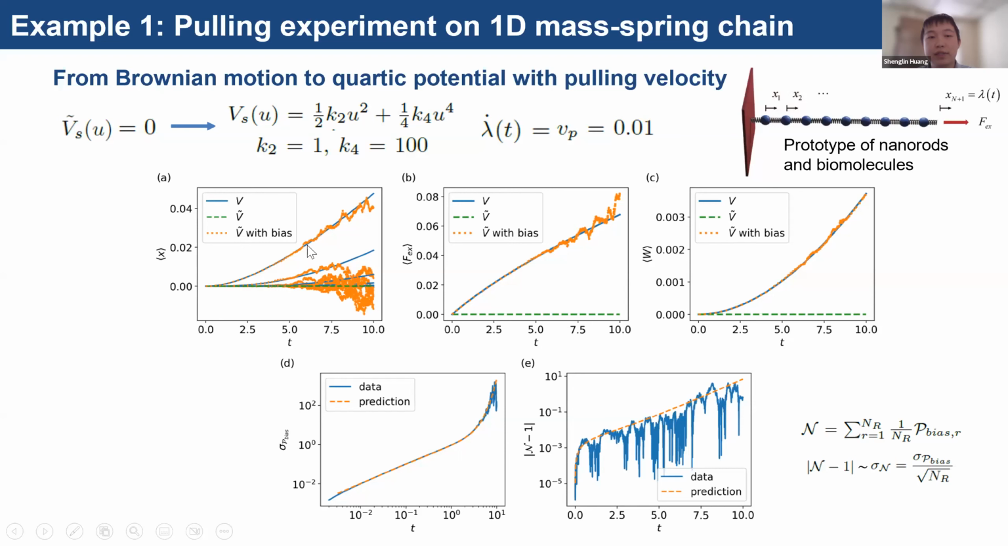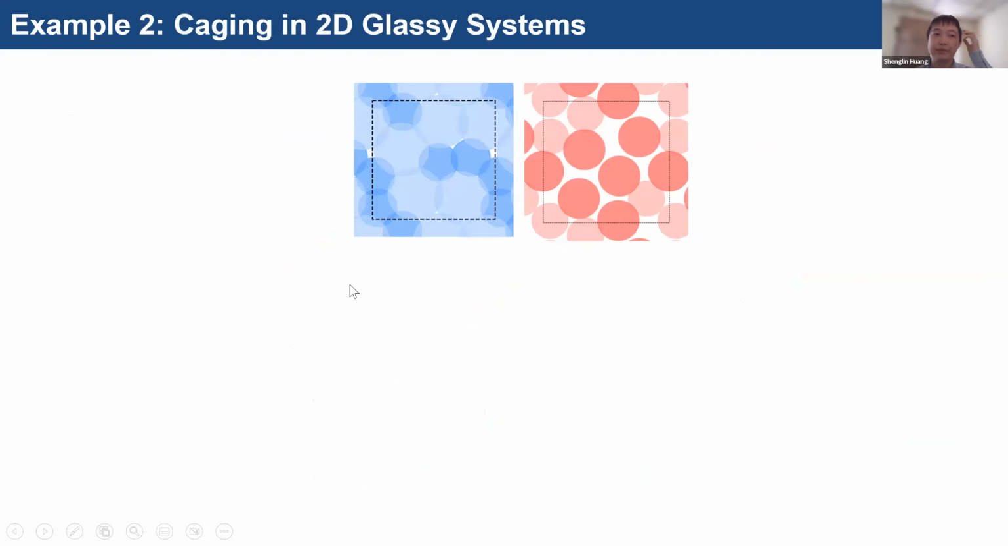And for around 6, that's exactly where the results start to deviate from the true results. So this means our uncertainty quantification can show us when we can trust our prediction and when we cannot trust the prediction. Second example is a 2D glassy system with caging effect.